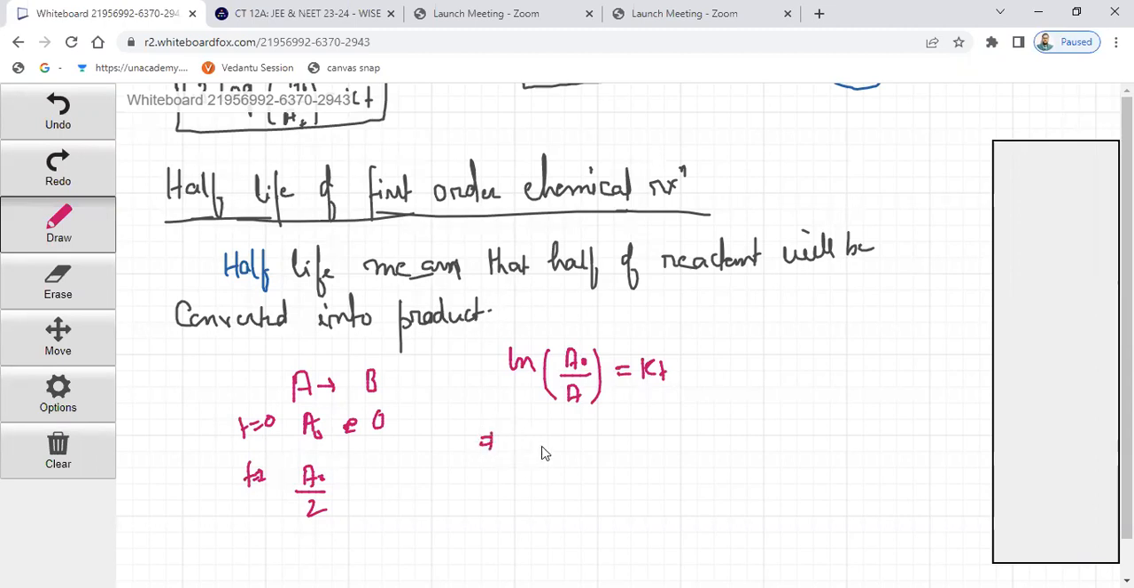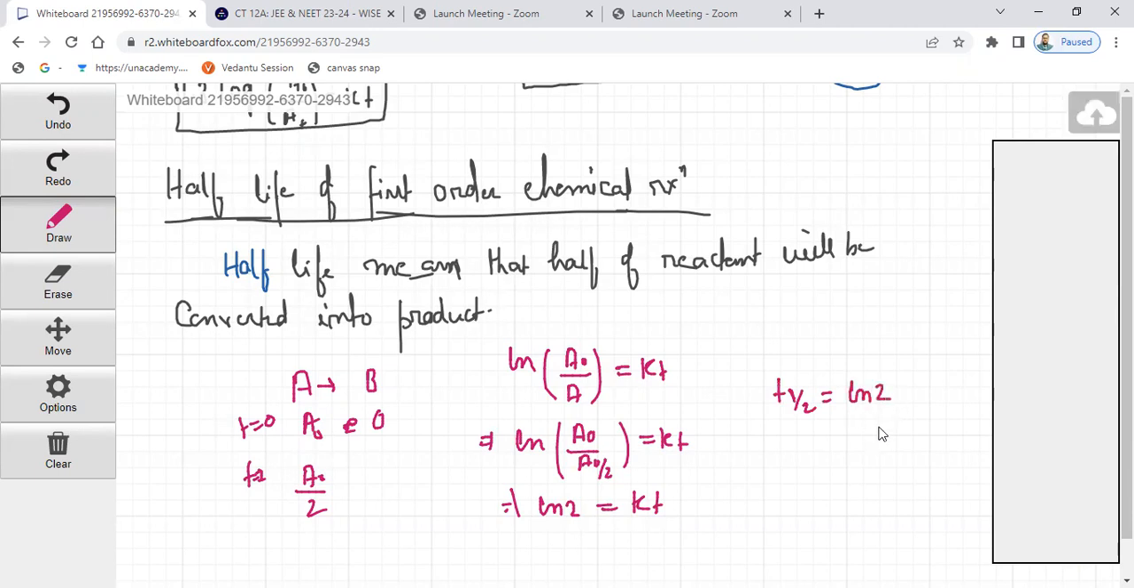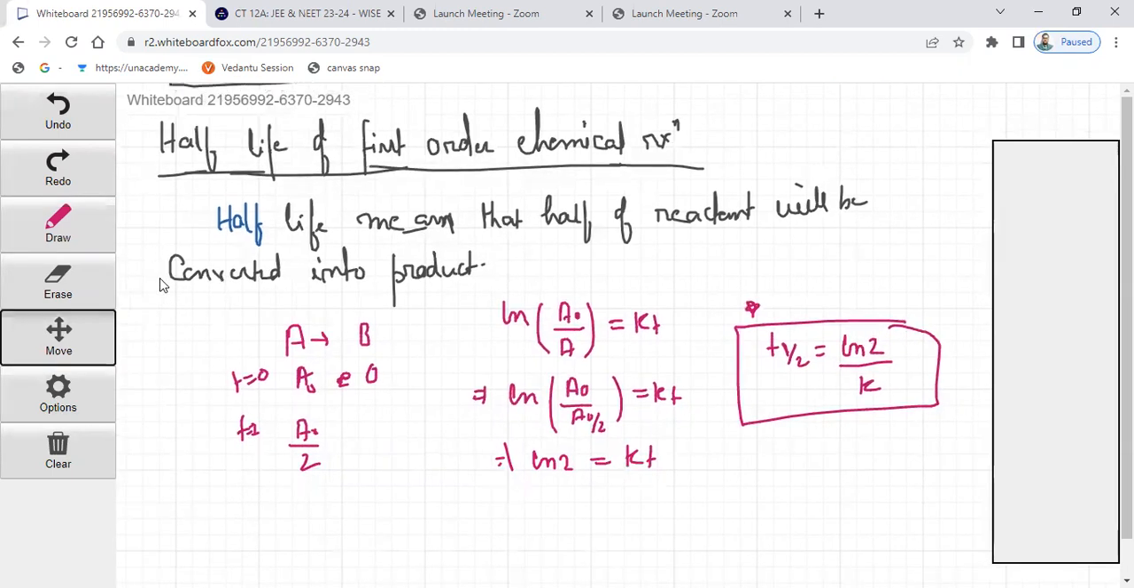So this value will be written as ln A naught divided by 2 is equal to K into T. So you will get the value ln 2 is equal to K into T. T half will be equal to ln 2 by K. You have to remember only the formula of T half for the first order: the T half formula will be ln 2 by K. Write down this. If you have any doubt, please confirm it in the chat box.